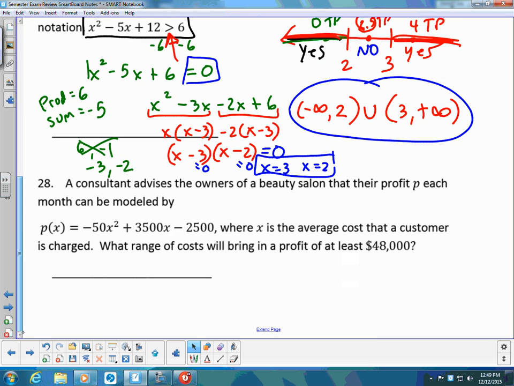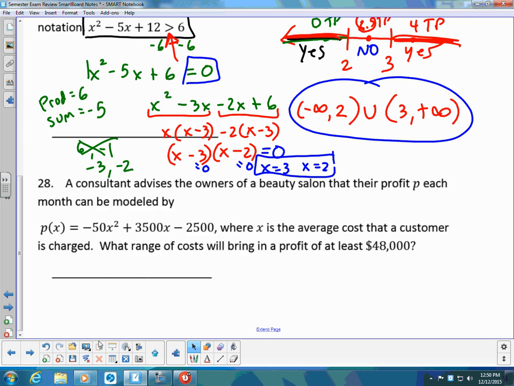Let's take a look at this one. A consultant advises the owners of a beauty salon that their profit P each month can be modeled by this quadratic equation, where X is the average cost that a customer is charged. Okay, so what range of costs will bring in a profit of at least $48,000?